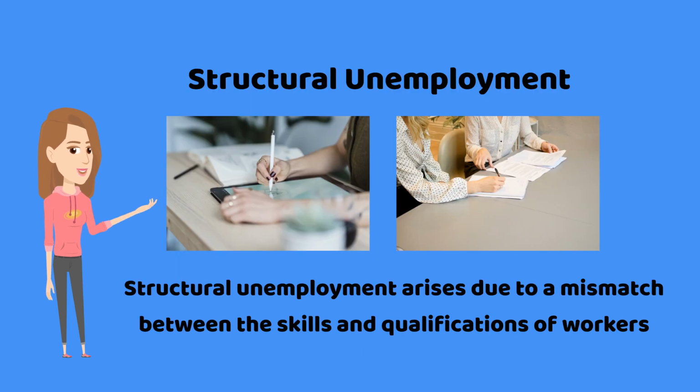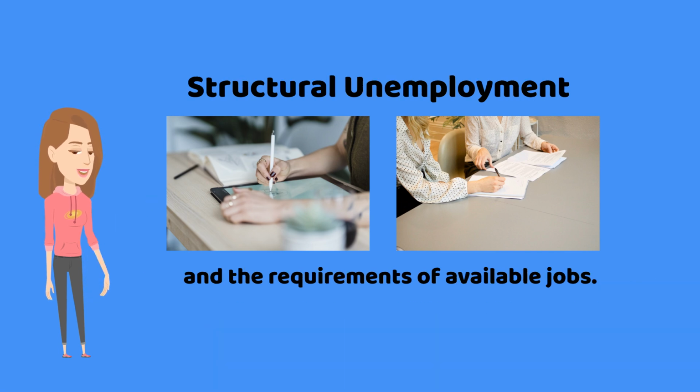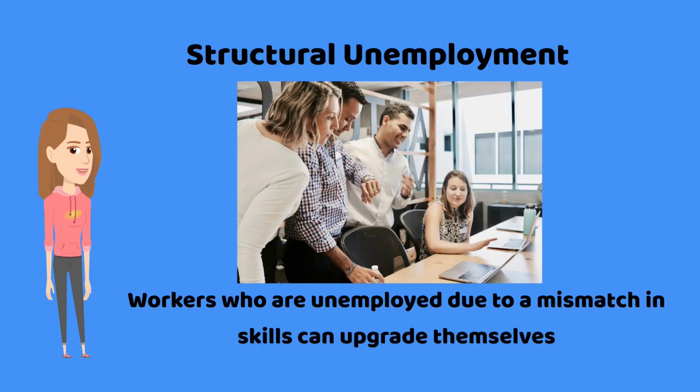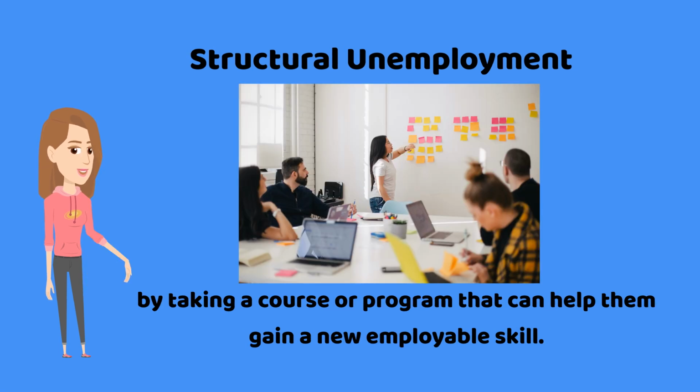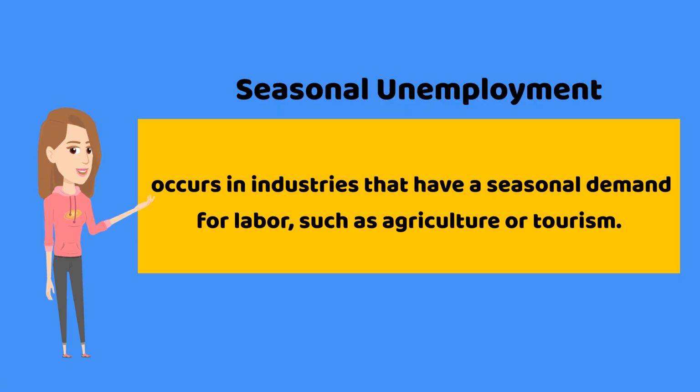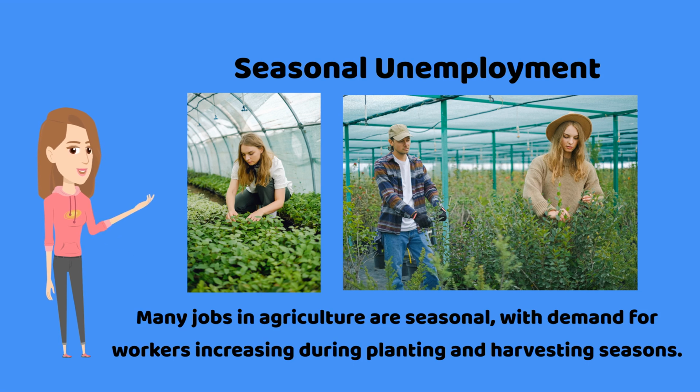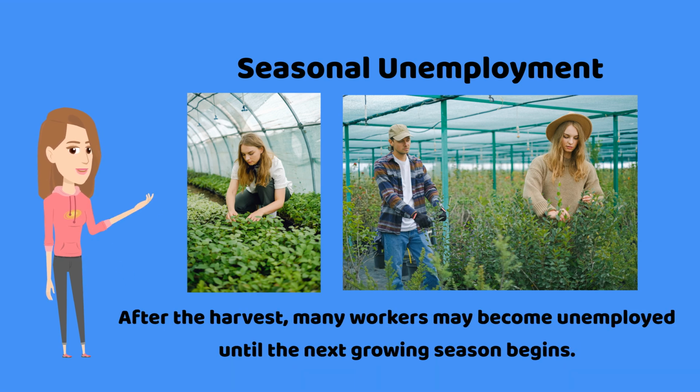Structural unemployment arises due to a mismatch between the skills and qualifications of workers and the requirements of available jobs. Workers who are unemployed due to a mismatch in skills can upgrade themselves by taking a course or program that can help them gain a new employable skill. Seasonal unemployment occurs in industries that have a seasonal demand for labor, such as agriculture or tourism. Many jobs in agriculture are seasonal, with demand for workers increasing during planting and harvesting seasons. After the harvest, many workers may become unemployed until the next growing season begins.